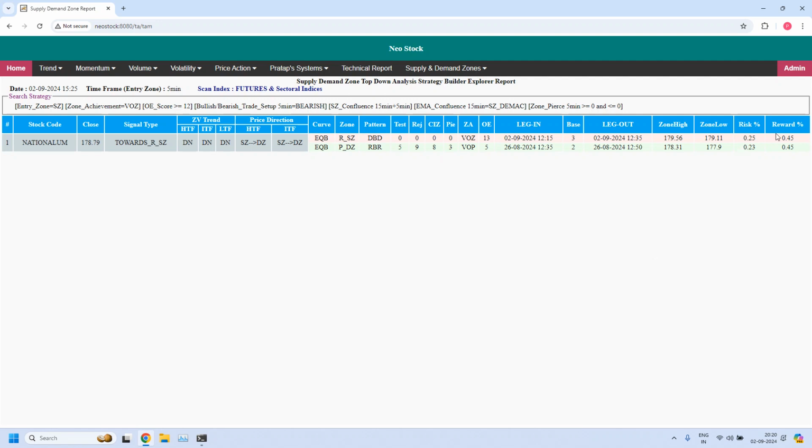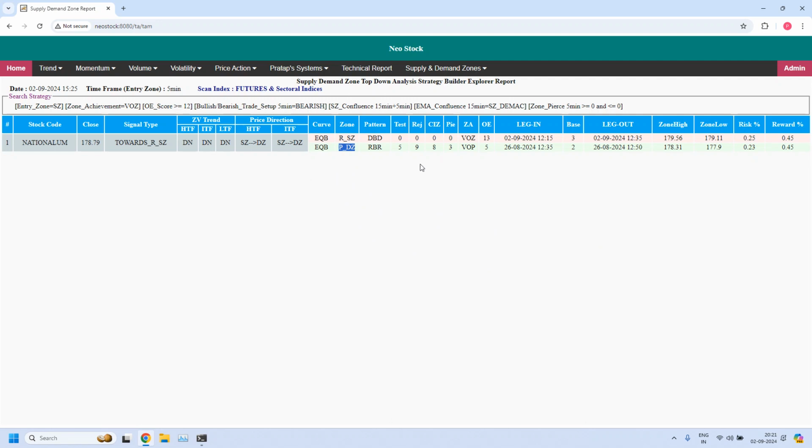And RR is not up to the mark. That is the only hurting point here. But it is already a pierced demand zone. So what you can look for is the next demand zone, and if RR is there, you can plan for the trade. This is the pierced demand zone.